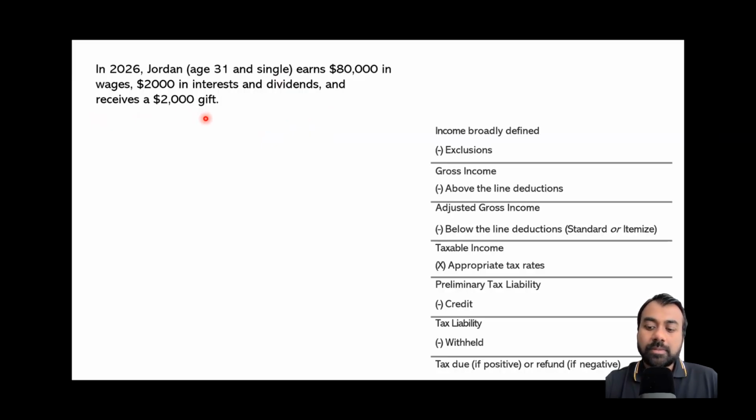So let's begin by looking at the first step of our formula, that is income broadly defined. Here we can see that there are three sources of income. We have salary, then we have interest and dividends, and we also have gift. So we add the three up to get our income broadly defined here, which is $84,000.